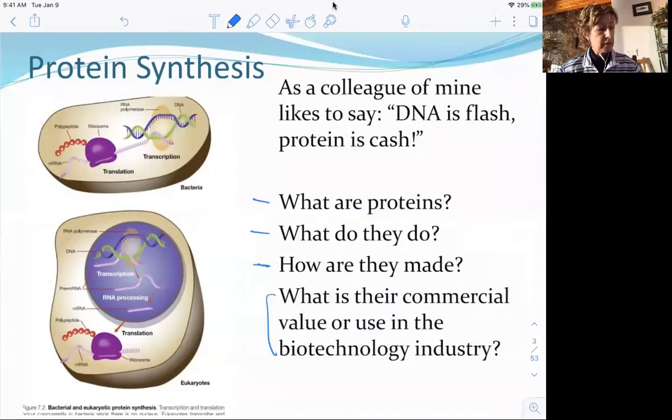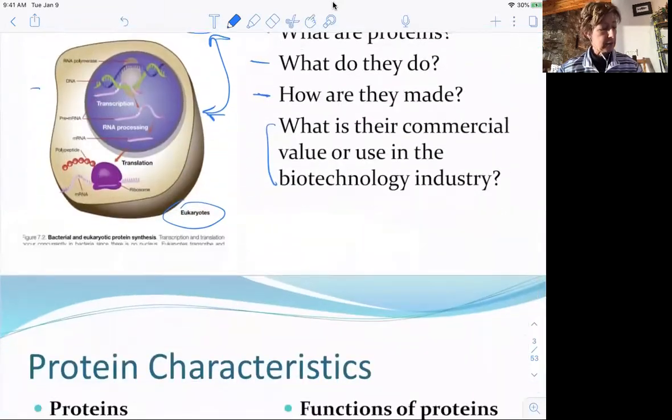So, I just briefly included a couple pictures here, which show an overview of the process of protein synthesis, comparing bacteria to eukaryotic cells. And that's important because sometimes we're taking a gene that's isolated from a eukaryotic organism, and then we're transferring that into bacteria to produce that protein. And so, what are some of the issues that might arise if we do that kind of thing?